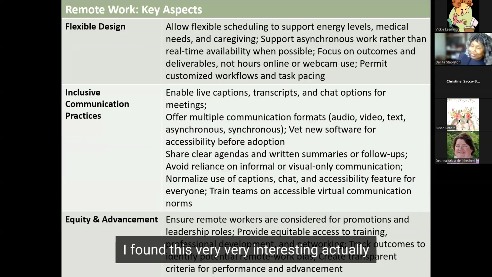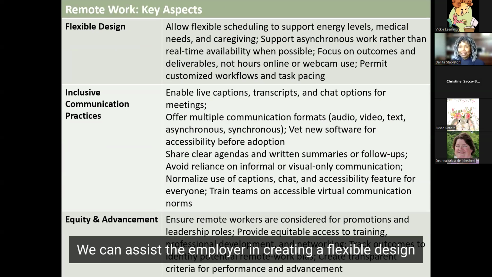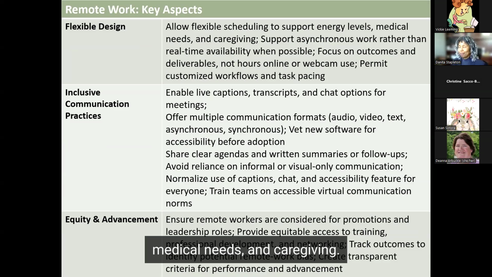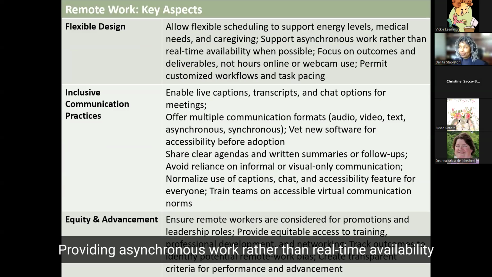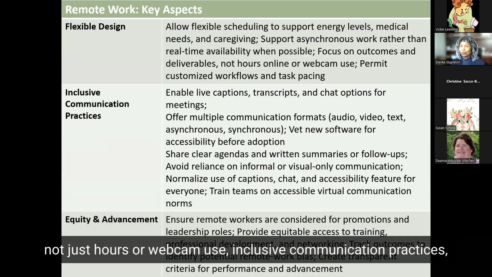I found this very, very interesting, actually, so I hope you did too. We can assist the employer in creating a flexible design, allowing for flexible scheduling to support energy levels, medical needs, and caregiving, supporting asynchronous work rather than real-time availability when possible, focusing on outcomes and deliverables, not just hours or webcam use.